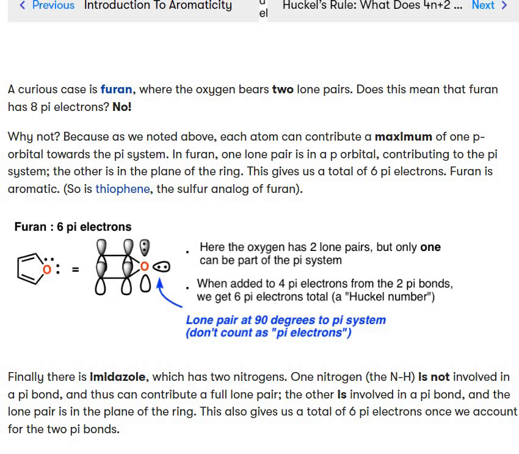Furan is aromatic, and so is thiophene, the sulfur analogue of furan. Here the sulfur has 2 lone pairs, but only one can be part of the pi system. When added to the 4 pi electrons from the 2 pi bonds, we get 6 pi electrons total in Hückel's rule. So a lone pair at 90 degrees to the pi system doesn't count as pi electrons.